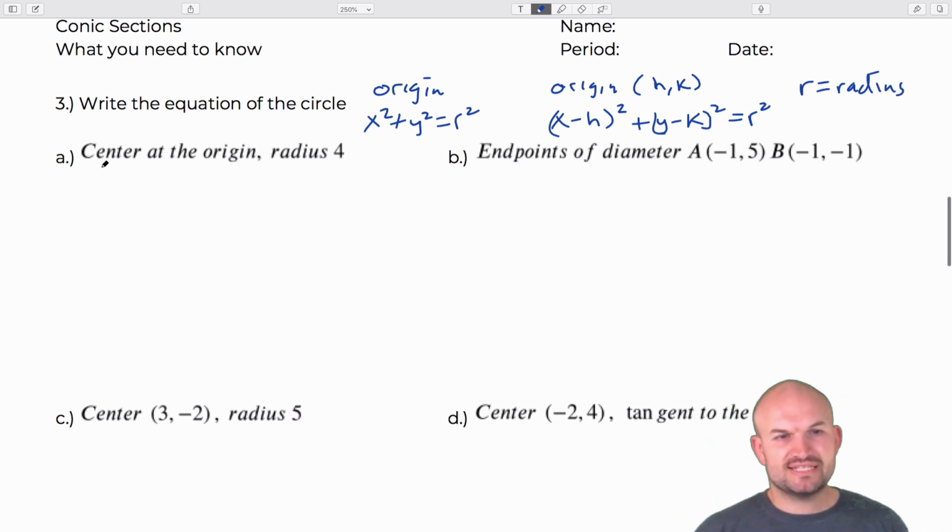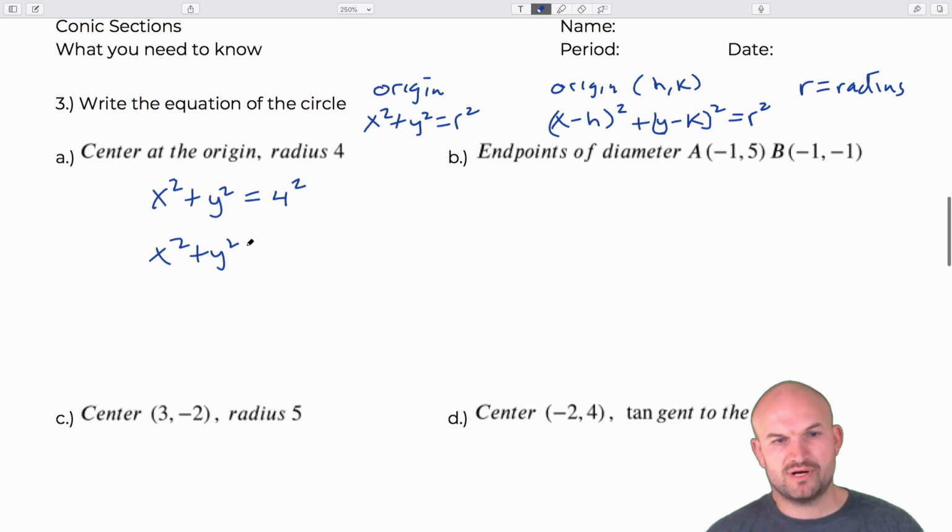Okay, so in this case, we have our origin, which we know is going to be at 0, 0, and we have a radius of 4. So all we're simply going to do is have x squared plus y squared equals 4 squared. So the equation of the circle is x squared plus y squared equals 16. Can't be any easier than that.